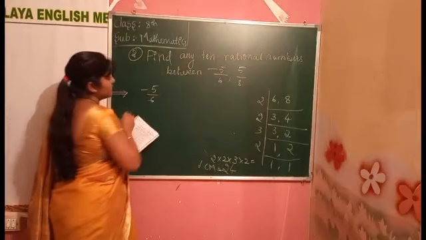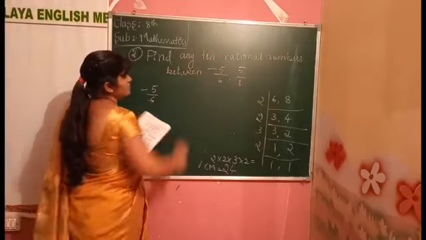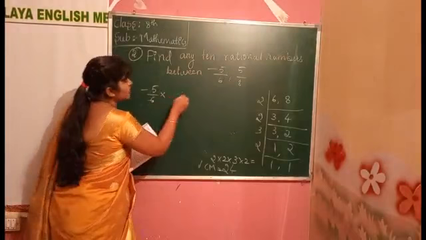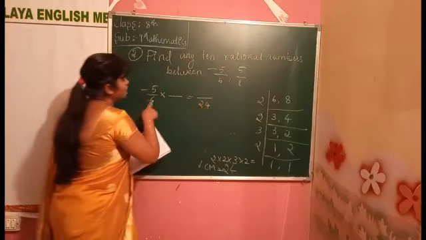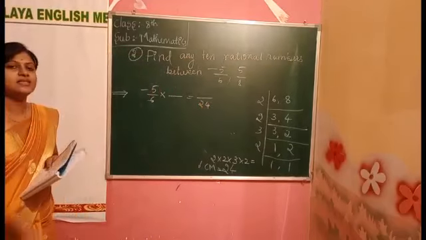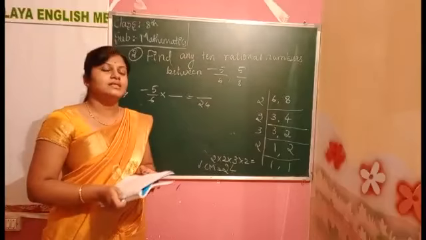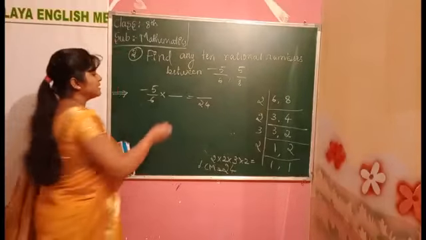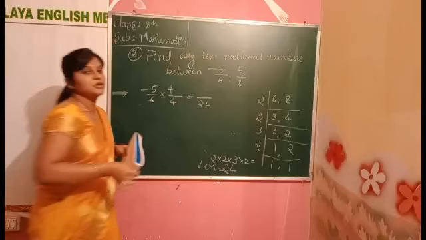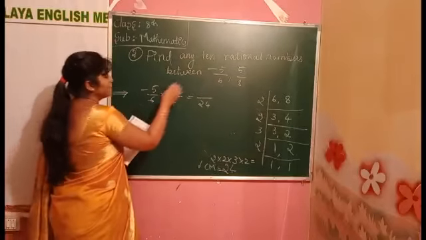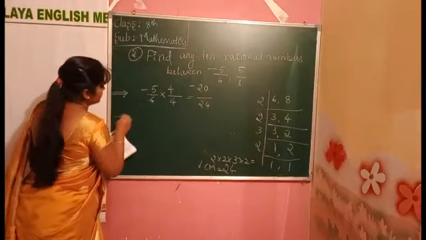First it is -5 by 6. And next one is 5 by 8. So what do we have to multiply to this number to get the denominator 24? In the 6 table we have 24. Yes, 6 fours are 24. So I am multiplying 4. What we multiply to the denominator, that number only we have to multiply to the numerator also. 5 fours are how much, children? 20. Understood?